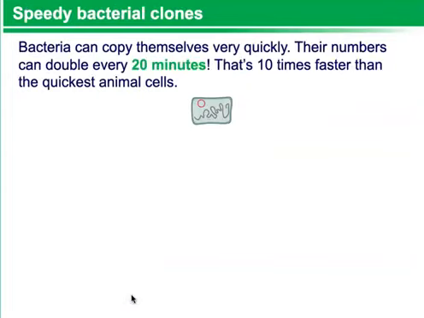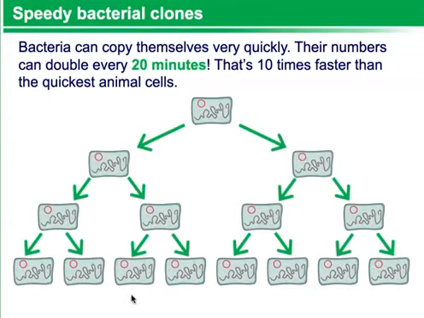Speedy bacterial clones. Bacteria can copy themselves very quickly. Their numbers can double every 20 minutes. That's 10 times faster than the quickest animal cell reproduction.